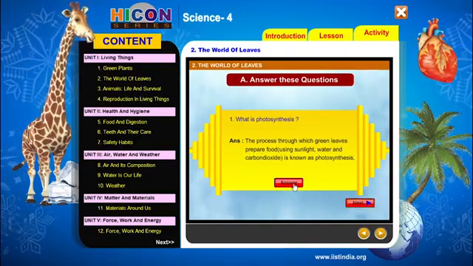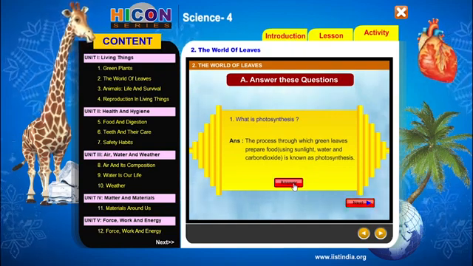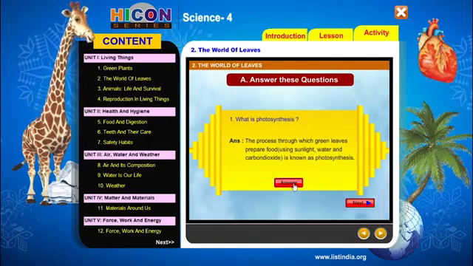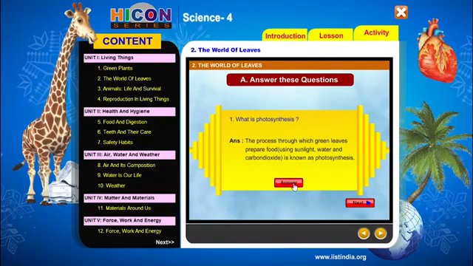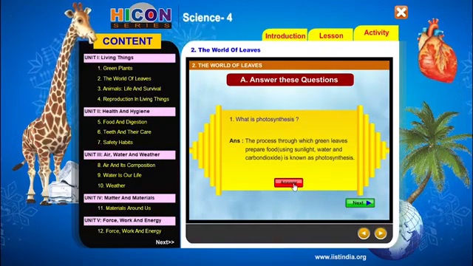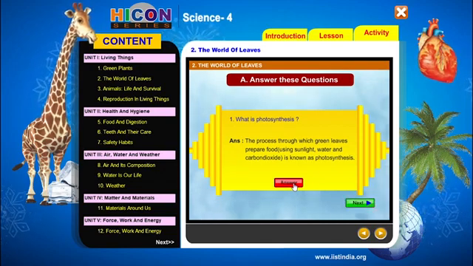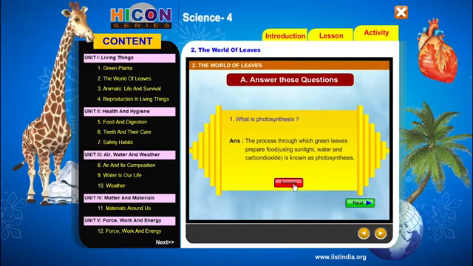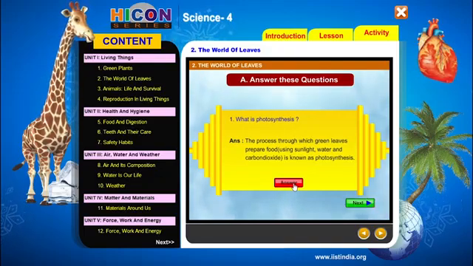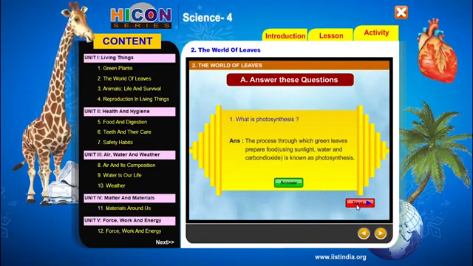So children, the components required for photosynthesis are sunlight, water and carbon dioxide. Here water will be obtained from the roots and carbon dioxide will be obtained from the atmosphere, and by using this water, carbon dioxide and sunlight, the leaves will prepare their food with the help of chlorophyll present in the leaves. So this process is called photosynthesis. So children, see the next question.